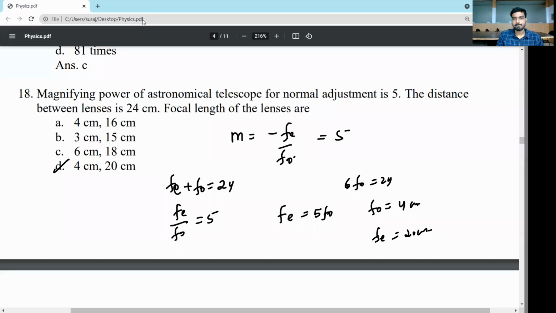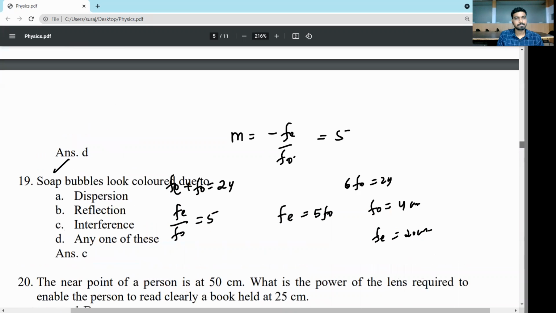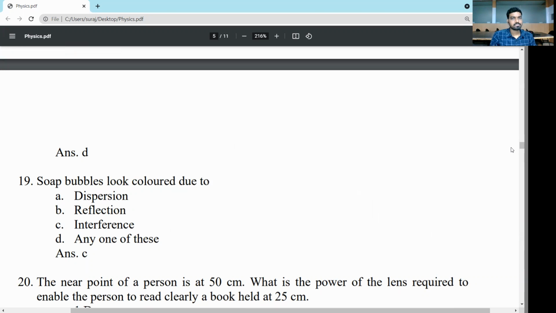Coming to question number 20. Sorry, 19. So bubble blue color is due to interference. Interference from thin surface. The concept is interference from thin surface. Question number 20.